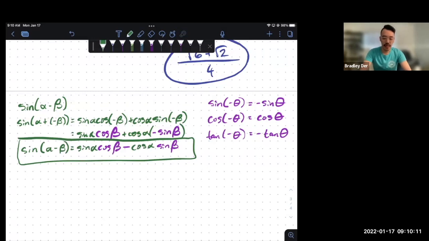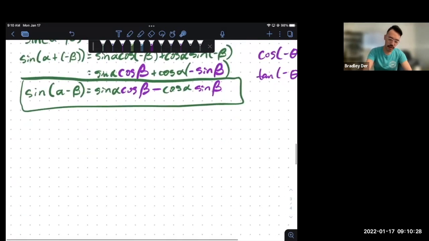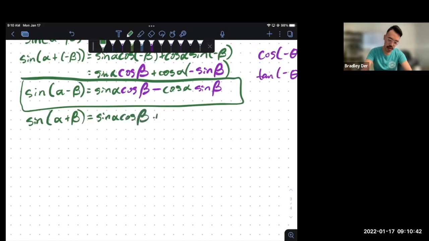Right. And this is now our formula for the difference of angles for sine. Sine alpha minus beta is equal to sine alpha cosine beta minus cosine alpha sine beta. I am just going to show you real quick how we actually put those two formulas together, both sum and difference, because we have the difference formula. The sum formula, we said, is this.